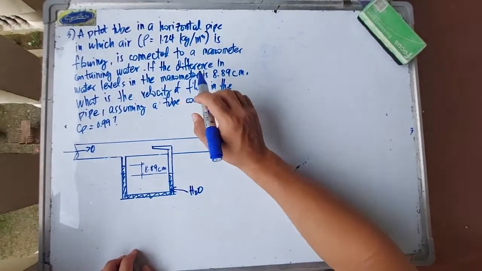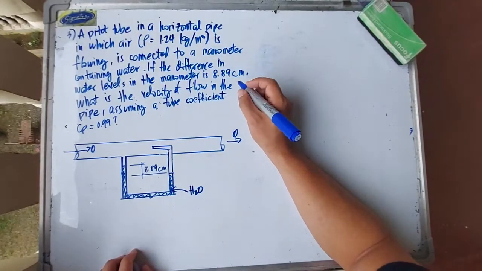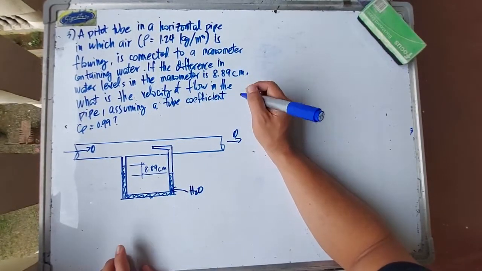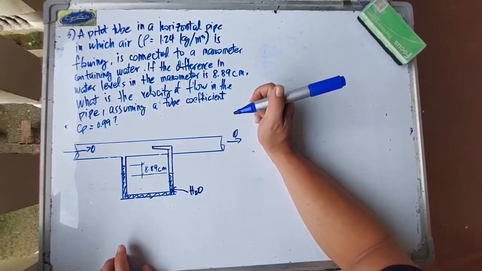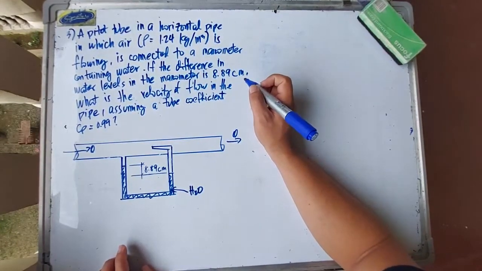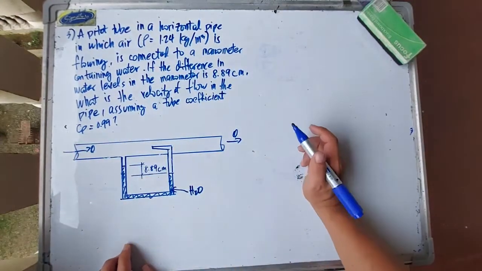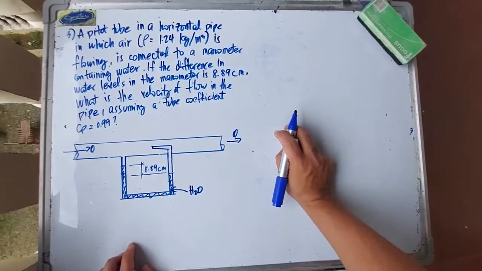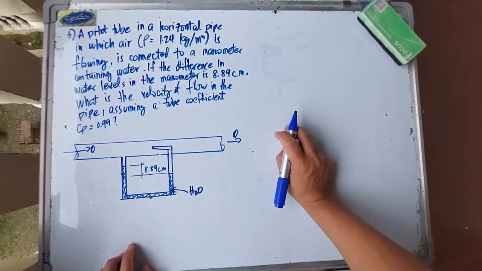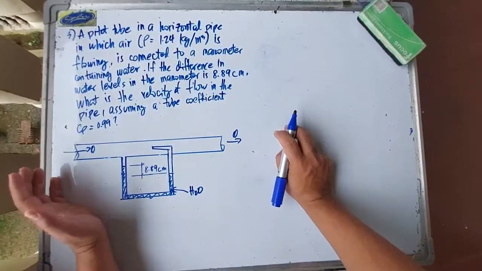Let's continue. If the difference in water levels in the manometer is 8.89 centimeters, what is the velocity of flow in the pipe assuming a tube coefficient of 0.99? So we have a tube coefficient given as 0.99. We multiply it by the theoretical velocity to solve for the actual velocity. So we're solving for the actual velocity in the pipe.